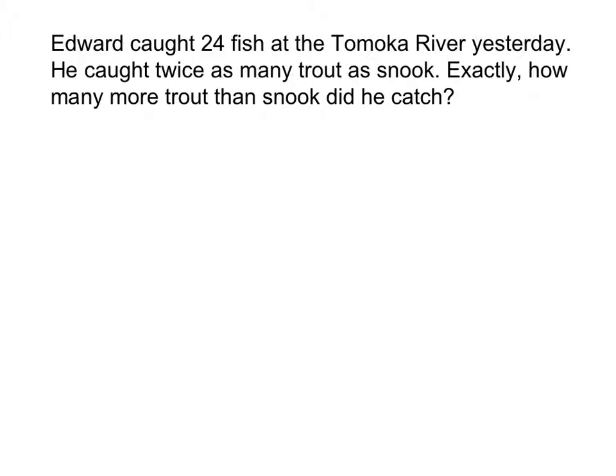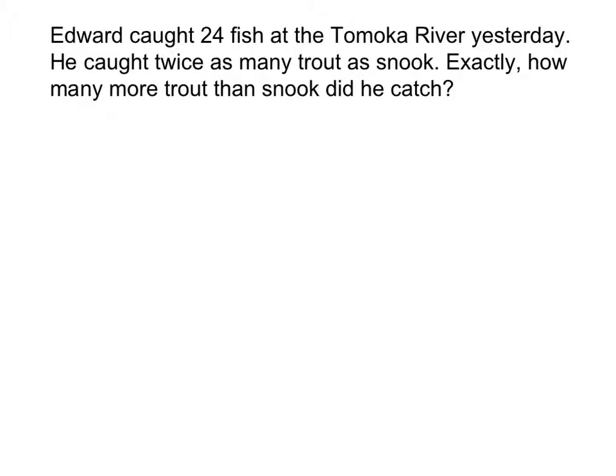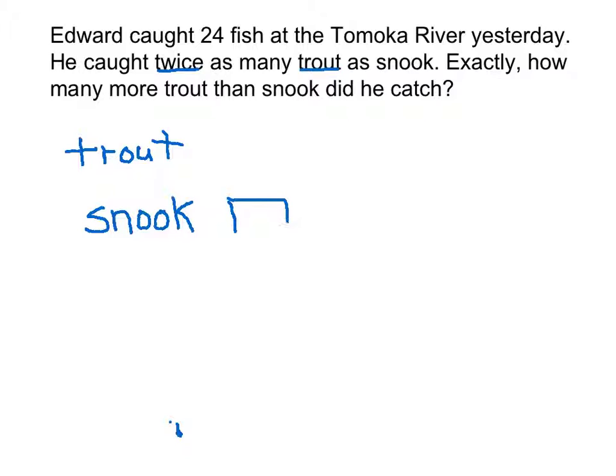When I read this problem, I realized that I'm really keeping track of two items, trout and snook. So even though they both belong to Edward, I'm going to make two items, trout and snook. And now I go up to see which one is the smallest amount. Edward caught 24 fish at the Tomoka River. He caught twice as many trout as snook. So snook has the smallest amount, so I will give it the box.